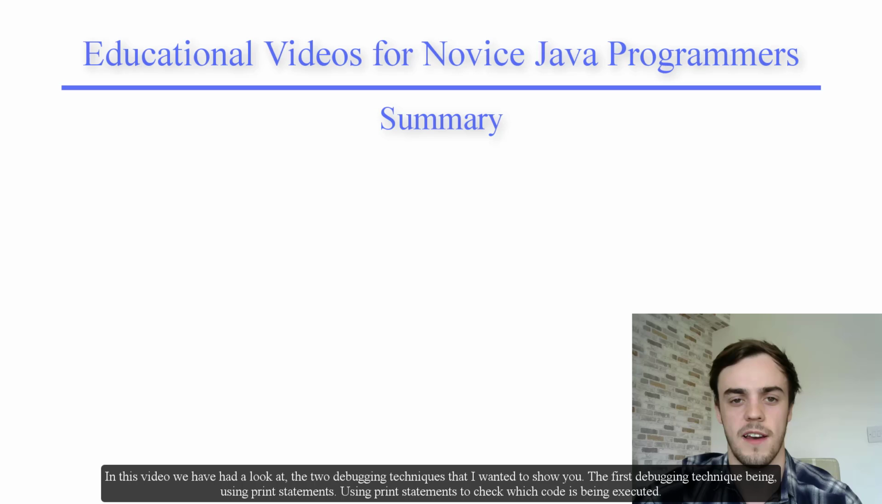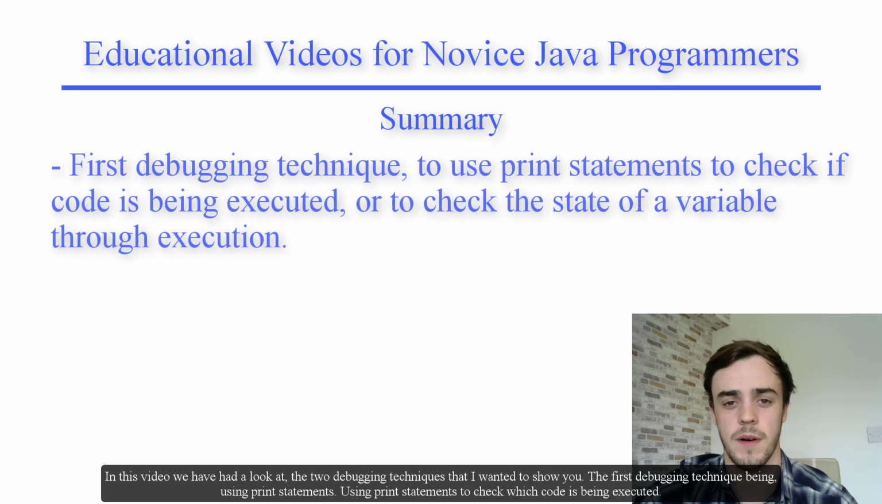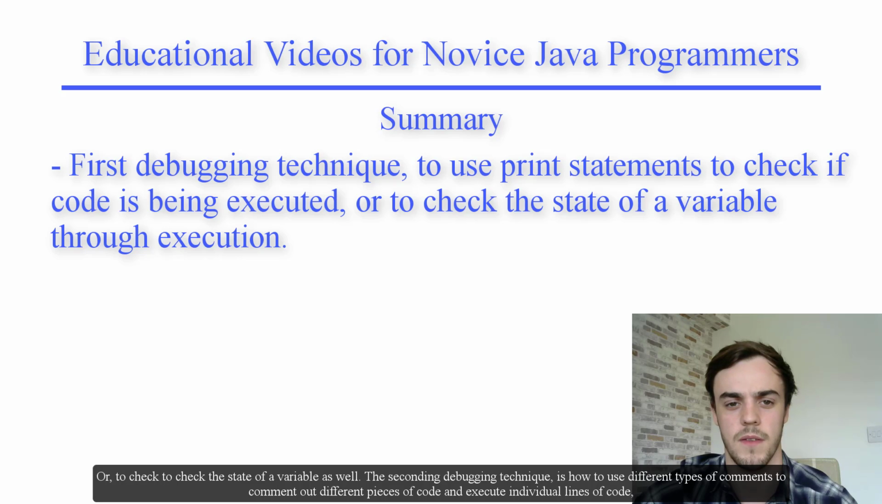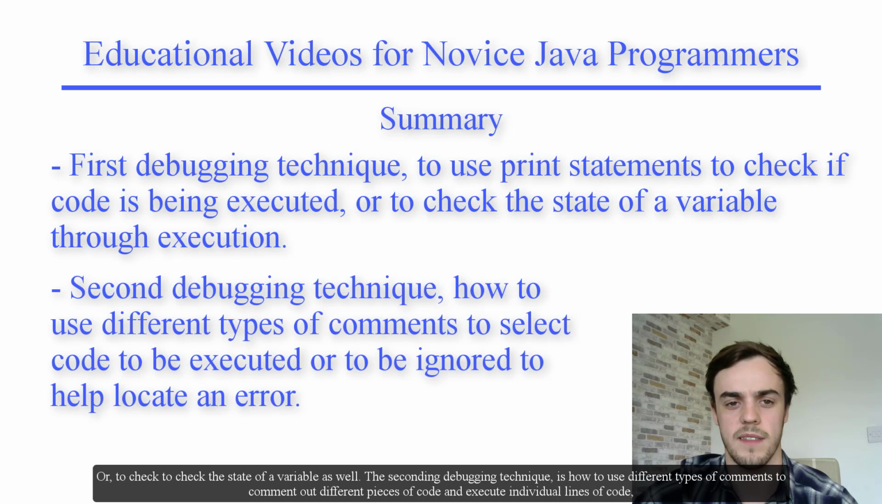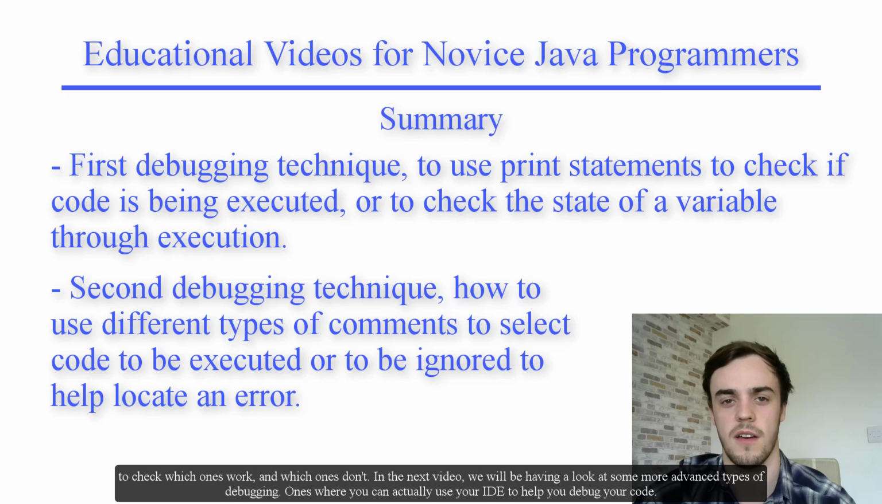So in this video, we've had a look at the two debugging techniques that I wanted to show you. The first debugging technique being using print statements to check which code is being executed or to check the state of a variable as well. The second debugging technique is how to use different types of comments to comment out different pieces of code and execute individual lines of code to check which ones work and which ones don't.